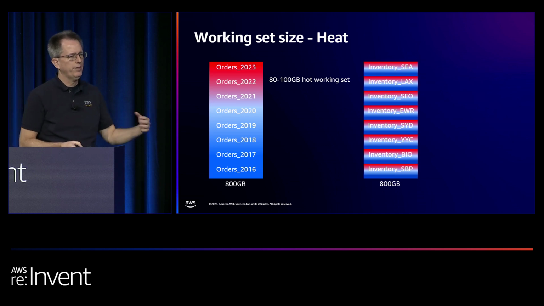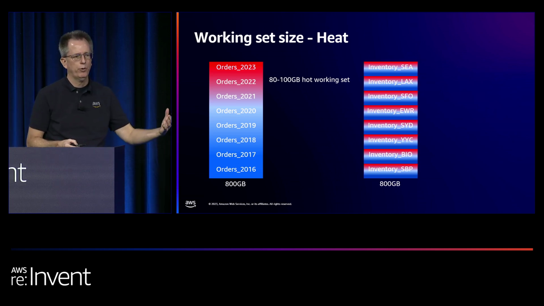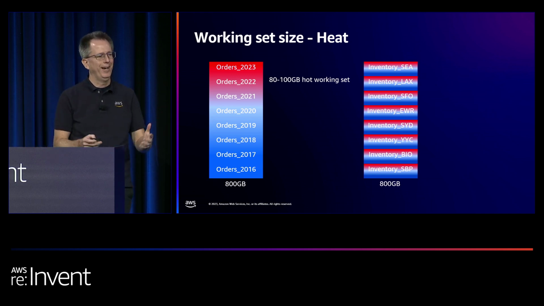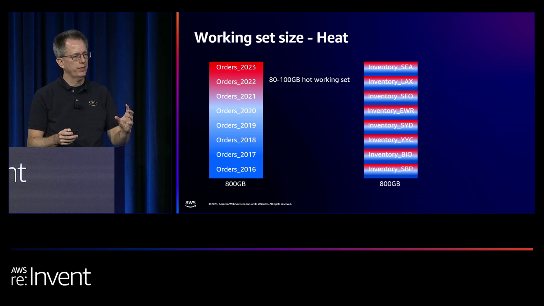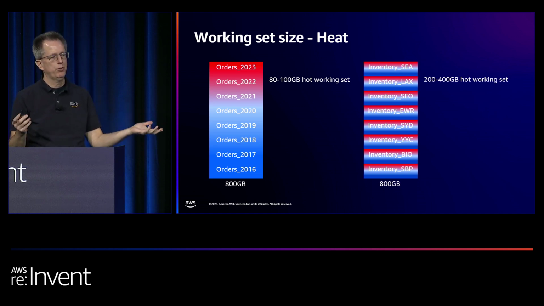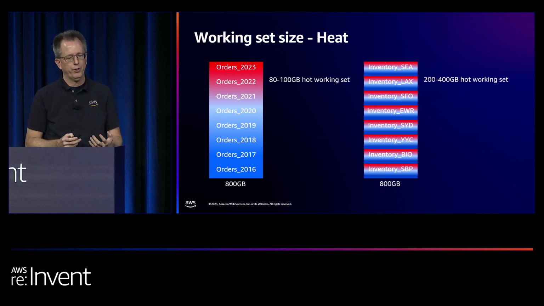On a different database that has inventory information by location, and can you guess where the last one is? That's where I live. The heat is different, right? Each inventory system will have some heat and some coldness. So that one's not just going to be the same as your orders. So in this case, it might be 200 to 400 gig of working set that you need, right? So you need to understand a bit about how your application works to know that.